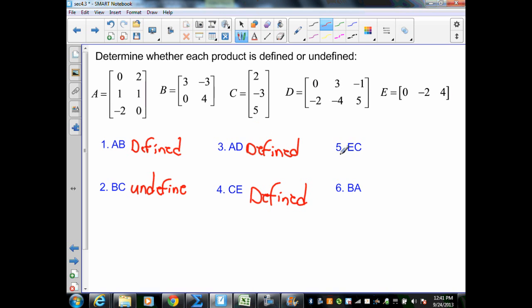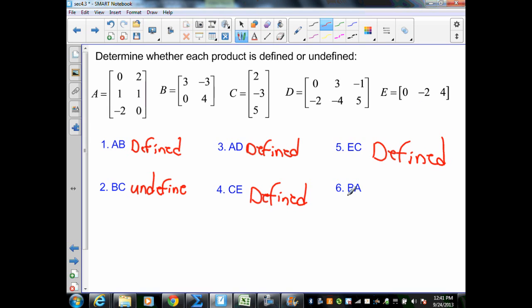Number 5, E times C. E is 3, and C is 3 rows. Therefore, the values match. Therefore, the product can be defined.